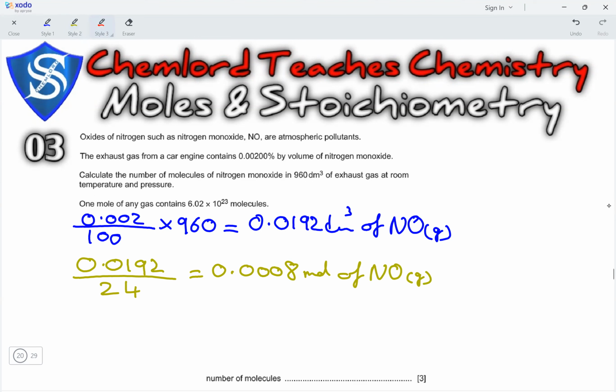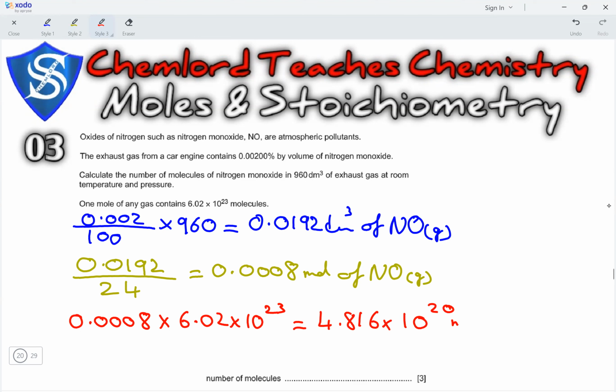And lastly, we would calculate the number of molecules present in these many moles by multiplying this value 0.0008 by 6.02 × 10²³, which gives us a value of 4.816 × 10²⁰ molecules of NO gas. So the answer is 4.816 × 10²⁰.